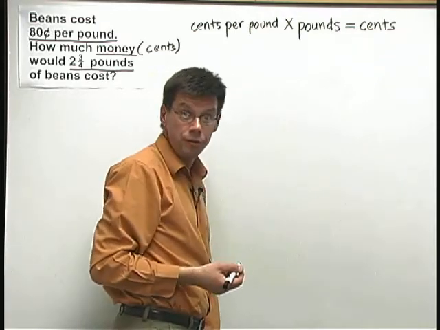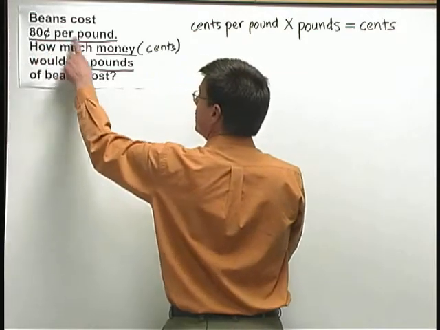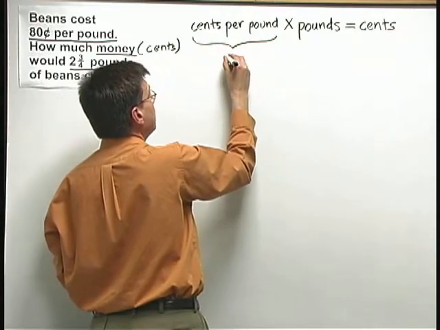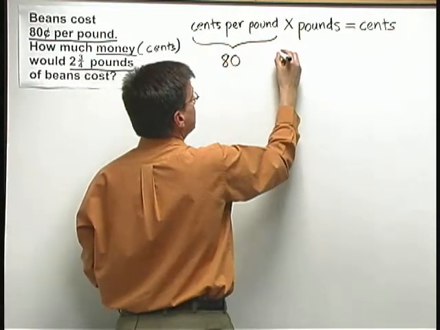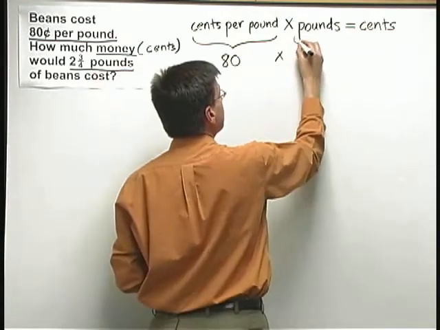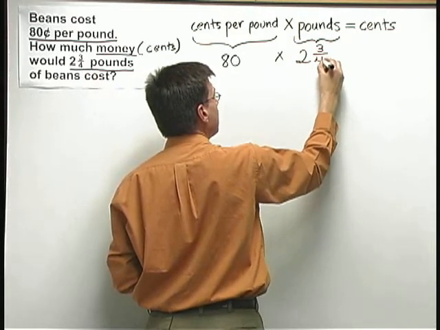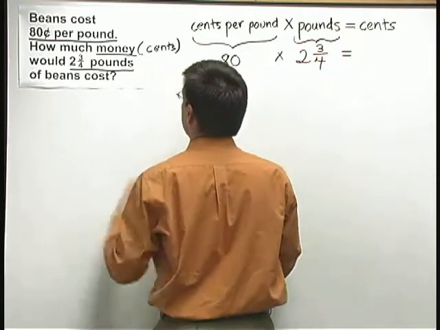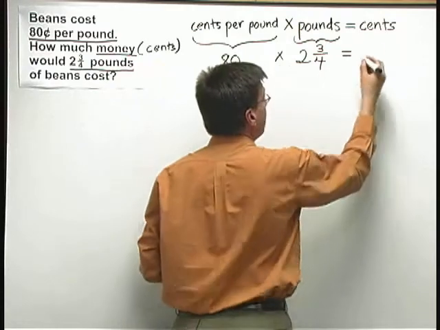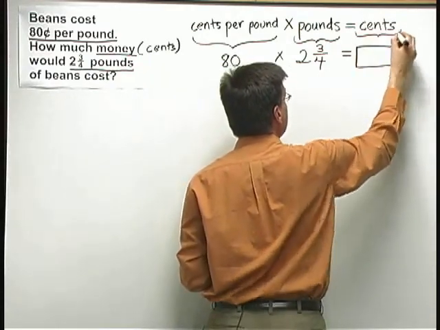Now let's look at the values that are involved in our word problem. 80 cents per pound, that's our rate. That goes right here. Times 2 3/4 pounds, that goes next, equals how much money, that means how many cents here. I'll write a box because we don't know how many cents, we're trying to figure that out.